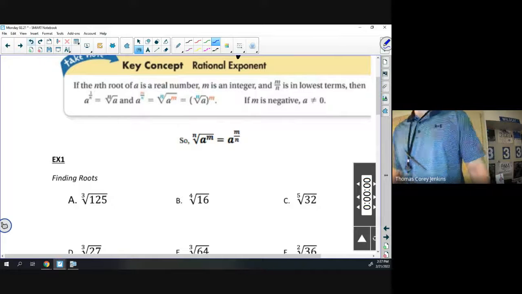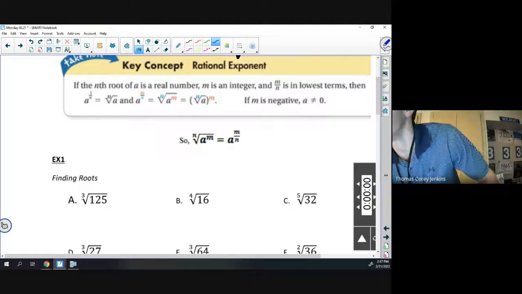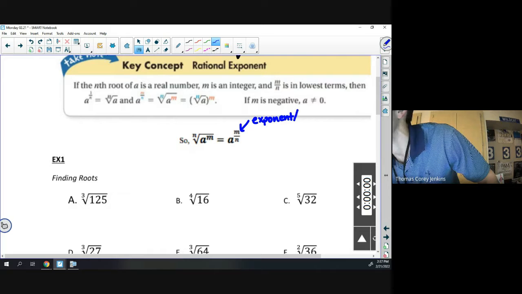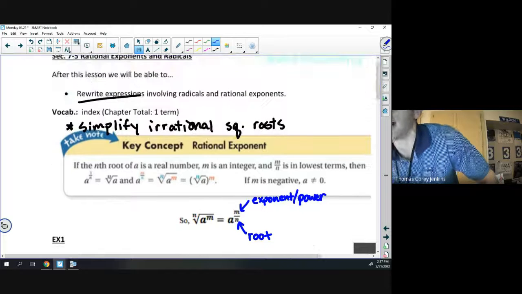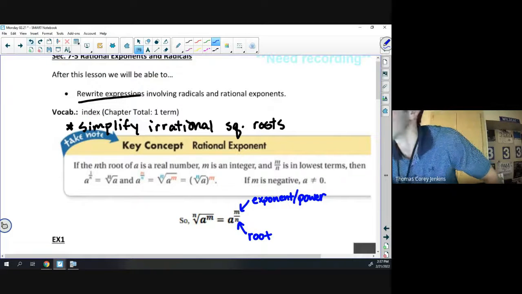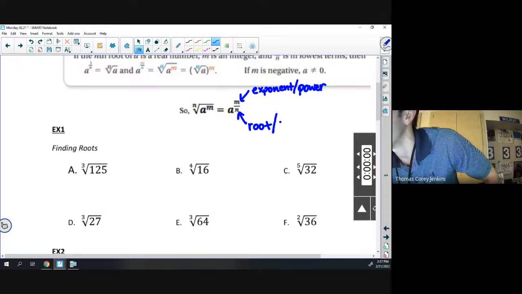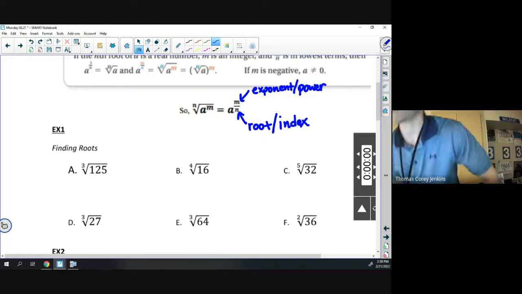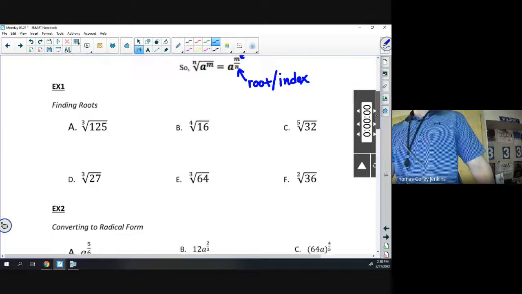A simple way that I can remember that, dealing with these fraction exponents, I think of the numerator of my fraction, which we just referred to as m, as the exponent or the power, and the denominator part of it as the root, or there was that vocab word up there. Root can also be called an index. So a root or the index. All right, so that's going to deal with the first part of our learning target.